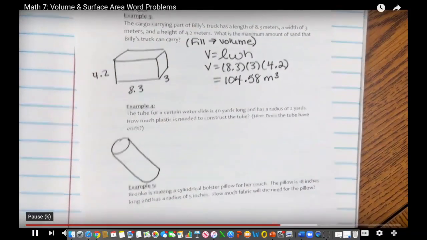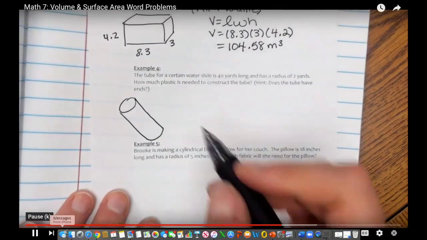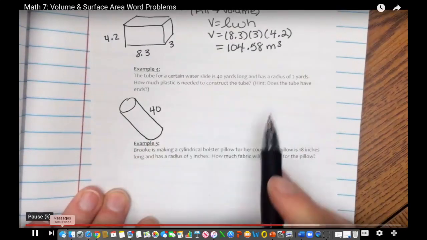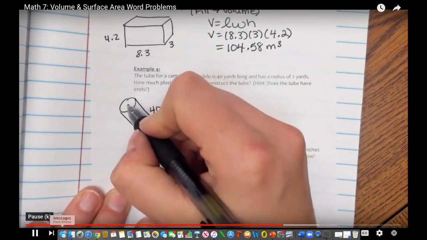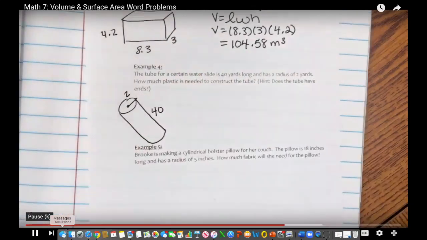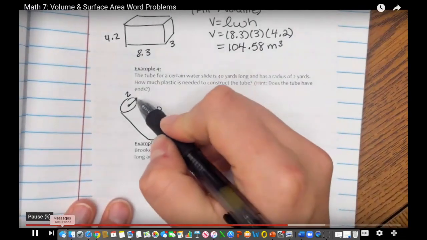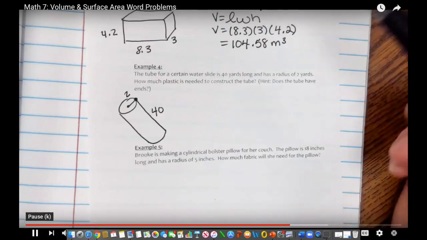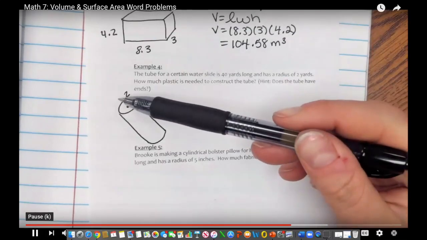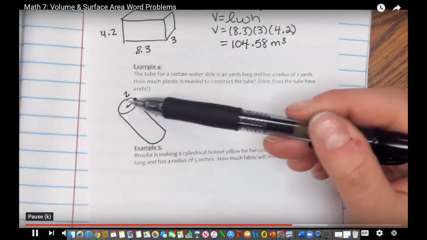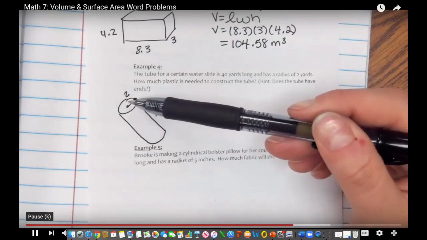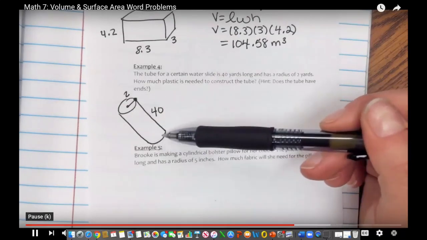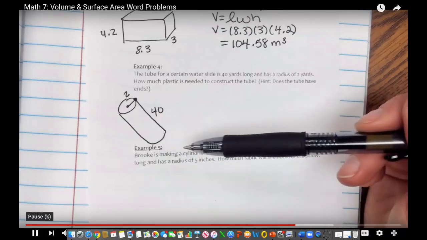So I know that this tube is 40 yards long, and it has a radius of 2 yards. So from here to here is 2. So if I think about a slide, a tube, if you've ever been to Water Country or any of the water parks in Virginia, a tube cannot have ends on it. How unfortunate would it be if you tried to go down a water slide and you couldn't get inside the tube because there was a lid? And even more unfortunate if you got down to the bottom and there was an end cap. That wouldn't be a very fun slide.